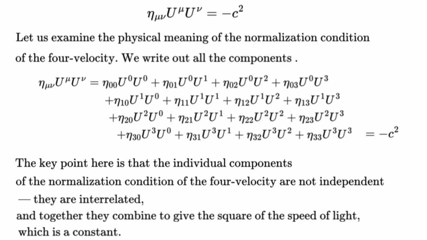Let us examine the physical meaning of the normalization condition of the velocity. We write out all the components. The key point here is that the individual components of the normalization condition of the velocity are not independent. They are interrelated, and together they combine to give the square of the speed of light, which is a constant.